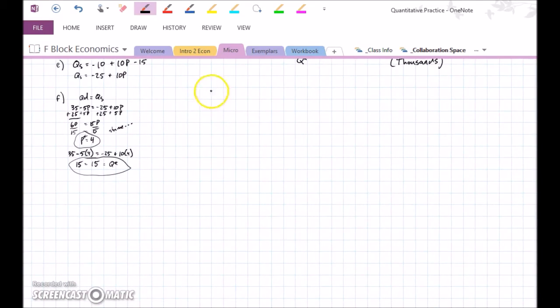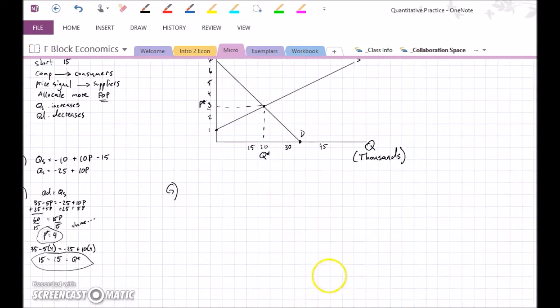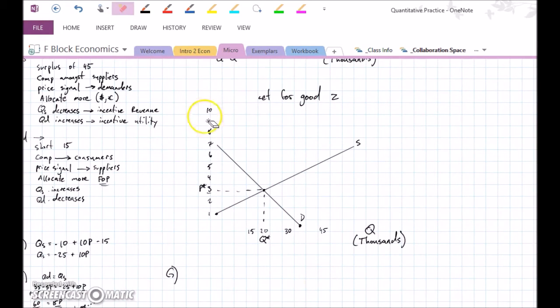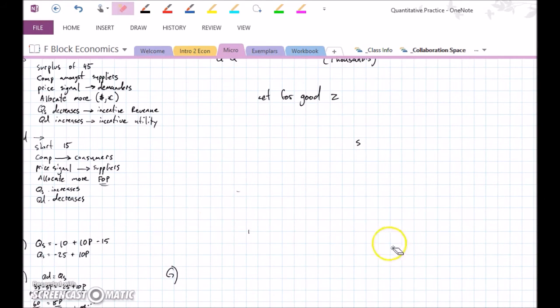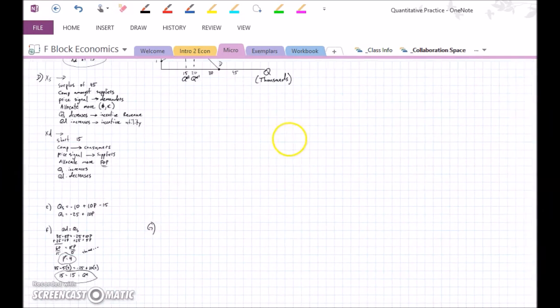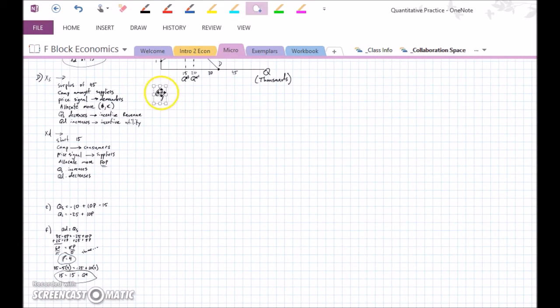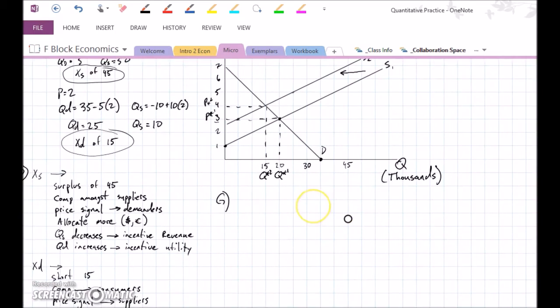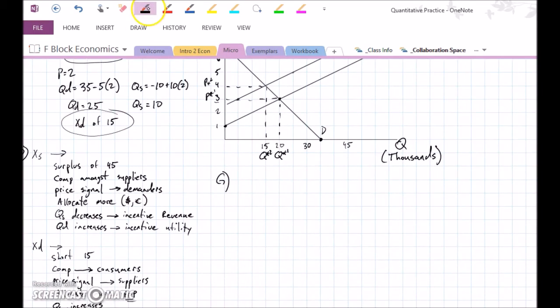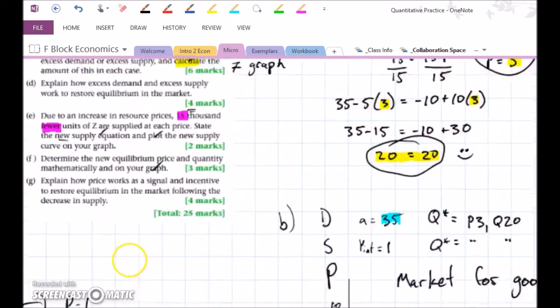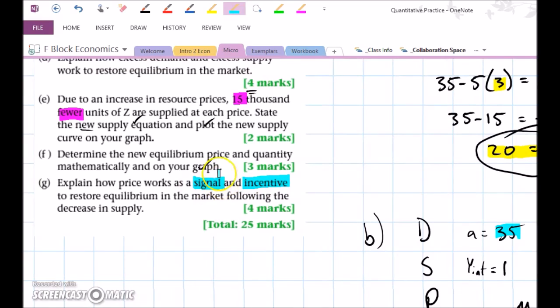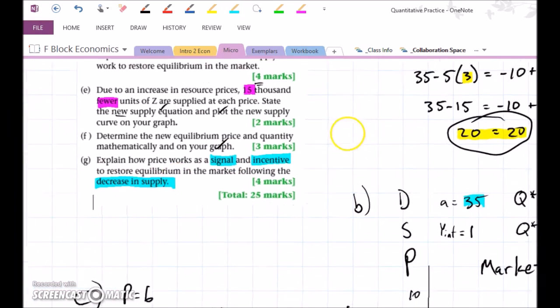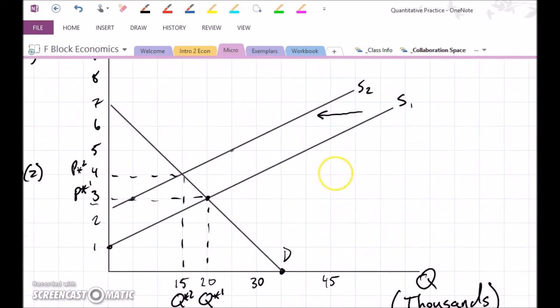Okay, almost done. Now we just need to do part G. I'm going to erase that other graph I did here because often when I do a longer explanation like G, I want the graph to be right there next to me so I can make a good specific reference to it. Okay, note here that it's only going to ask you about what's going to happen as a result of the shift of supply that you just made. So we only need to talk about signaling an incentive in a decrease in supply.